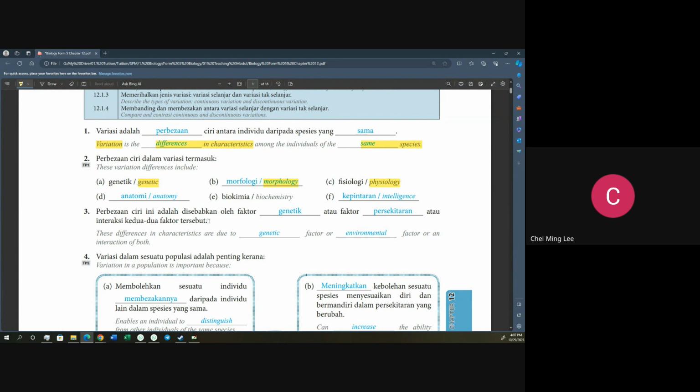Okay, physiology. So this is the study of shape, form, and also the structure as well. Okay, so next is physiology.